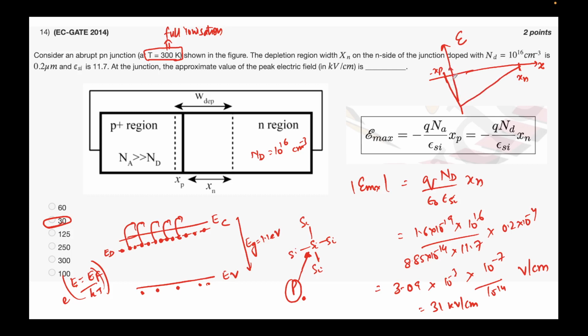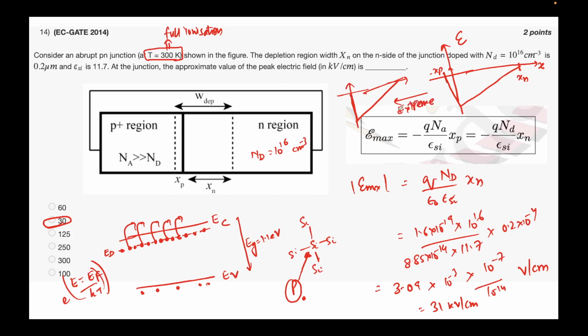In fact, this is a very exaggerated picture. In most of the devices it looks something like this, only the right angle triangle. It's so highly doped that xp is even negligible, 1 nanometer, even less. So this length we don't even care about. This is a more extreme case.